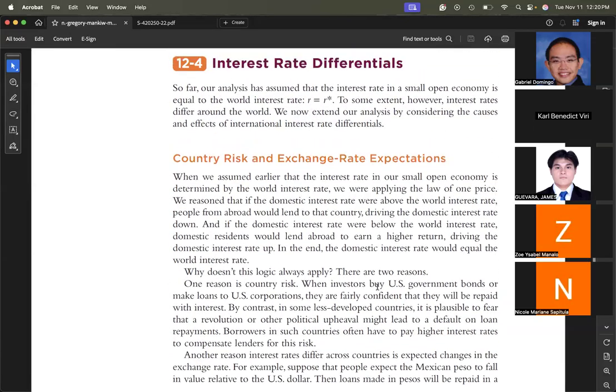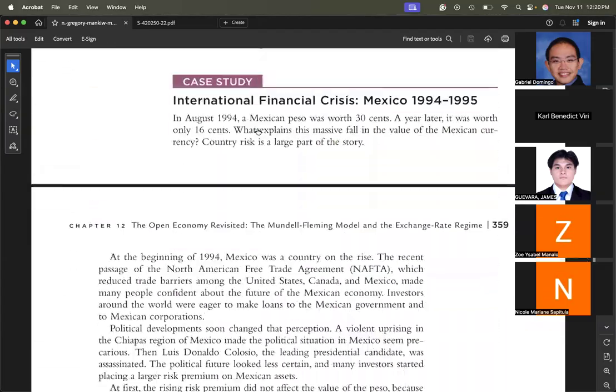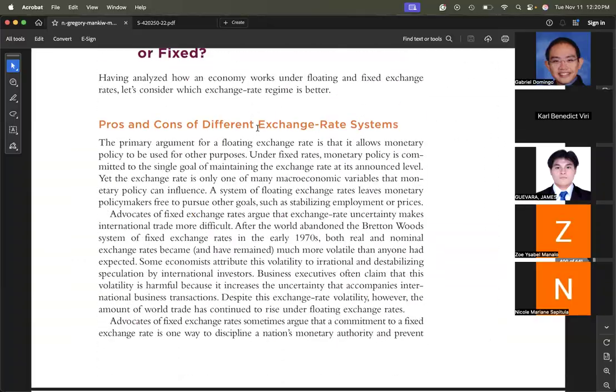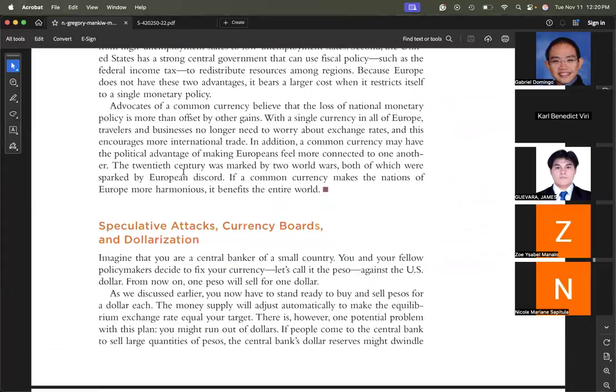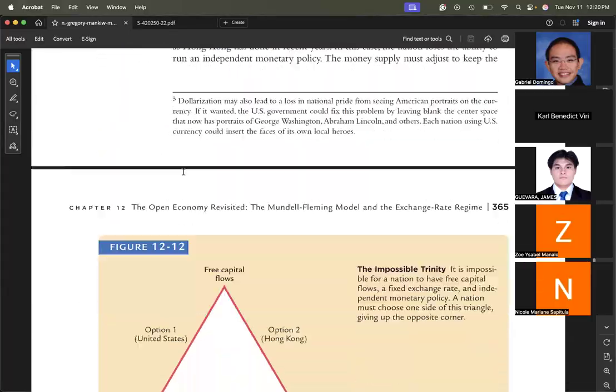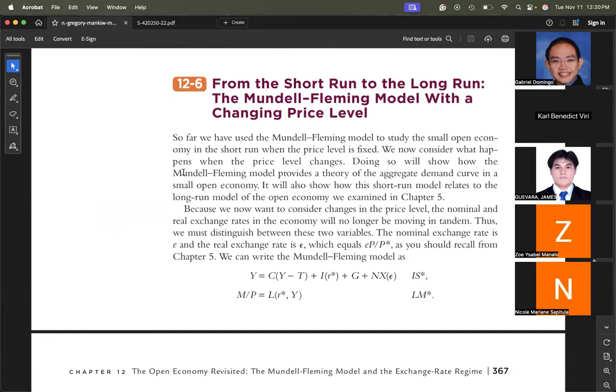Okay. On Thursday, we'll continue. These are slightly more complicated versions. These ones will complicate the IS-LM Mundell-Fleming model. So now you can have interest rate differentials and country risks. And then we'll also talk about something called should it be fixed? Should it be not fixed? And finally, the impossible trinity as a concept. And then we'll probably be doing some work, some end of chapter exercises on Thursday.